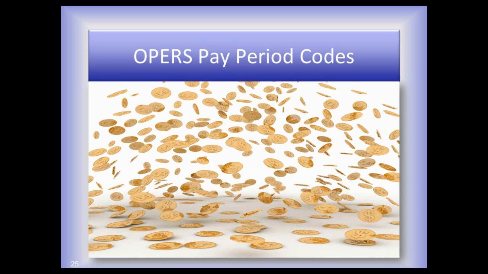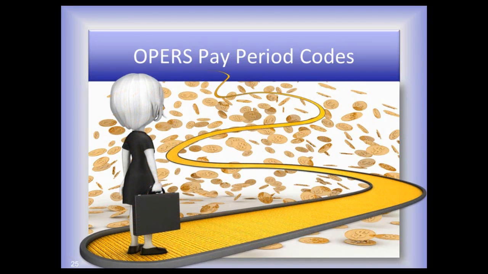OPERS pay period codes. These are called pay period beginning and pay period ending codes. Only specified pay period begin codes and pay period end codes can be used in contribution reporting. In addition, only certain combinations of these codes will be accepted. Pay period begin code: this is the first day of a pay period in which an employee worked and earned pay from which retirement contributions were withheld. Pay period end code: this is the last day of a pay period in which an employee worked and earned pay from which retirement contributions were withheld.